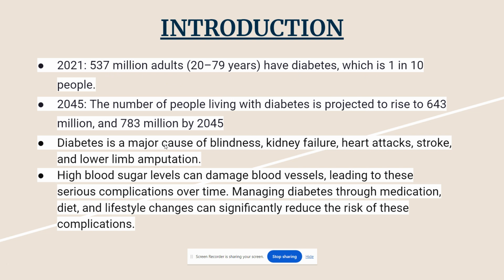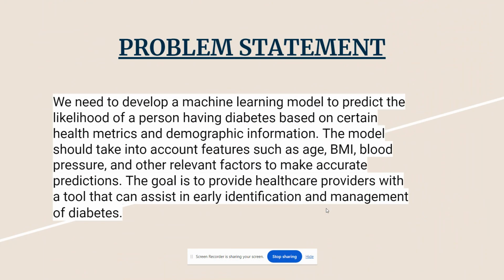So here's a little bit of description. Diabetes is a major cause of blindness, kidney failure, heart attacks, stroke, and lower limb amputation. High blood sugar levels can damage blood vessels, leading to these serious complications over time. Managing diabetes through medication and diet can reduce the risk of these complications. So we'll go to the next slide.